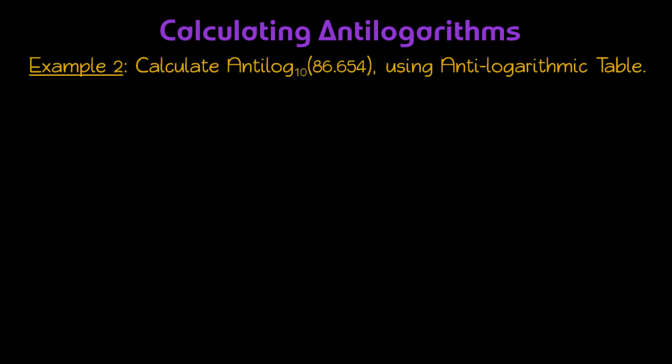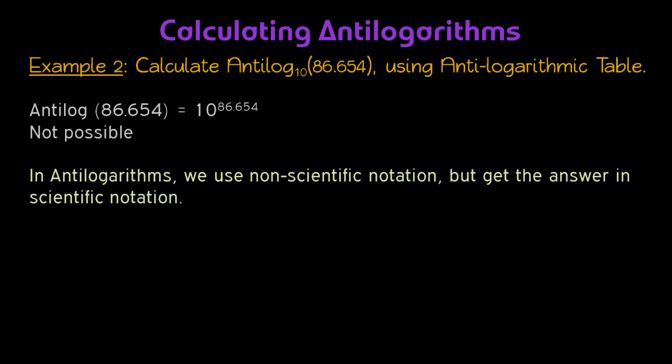Calculating antilogs. Now let us consider antilogs also. Considering the second example, antilog of 86.654. It can be written as 10 raised to power 86.654, but is it possible to calculate without any calculator or something? Not at all. To do that, what you need to do is first learn the formula for antilogs. Dealing with antilogarithmic tables, we use non-scientific notation. We have to get the number in non-scientific notation, but the answer will be in scientific notation.